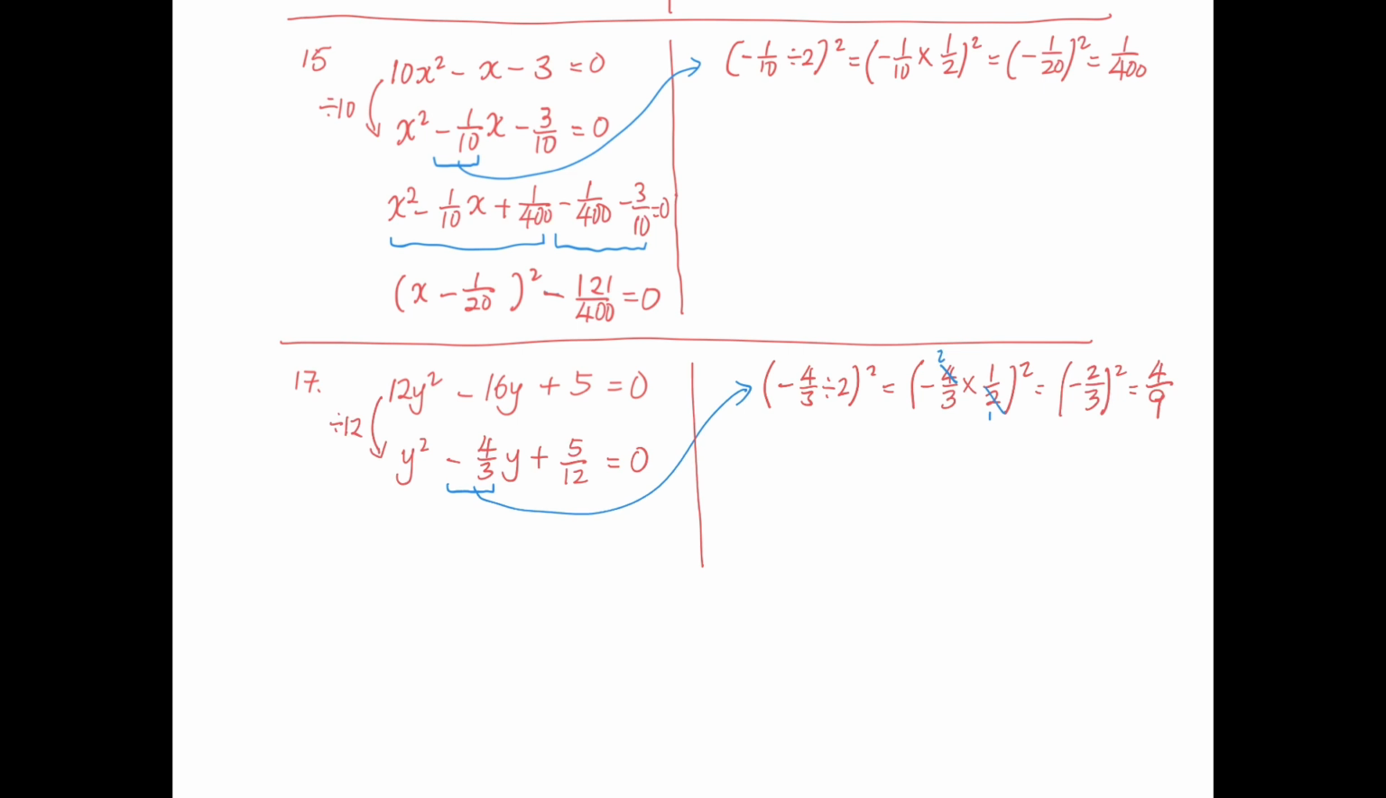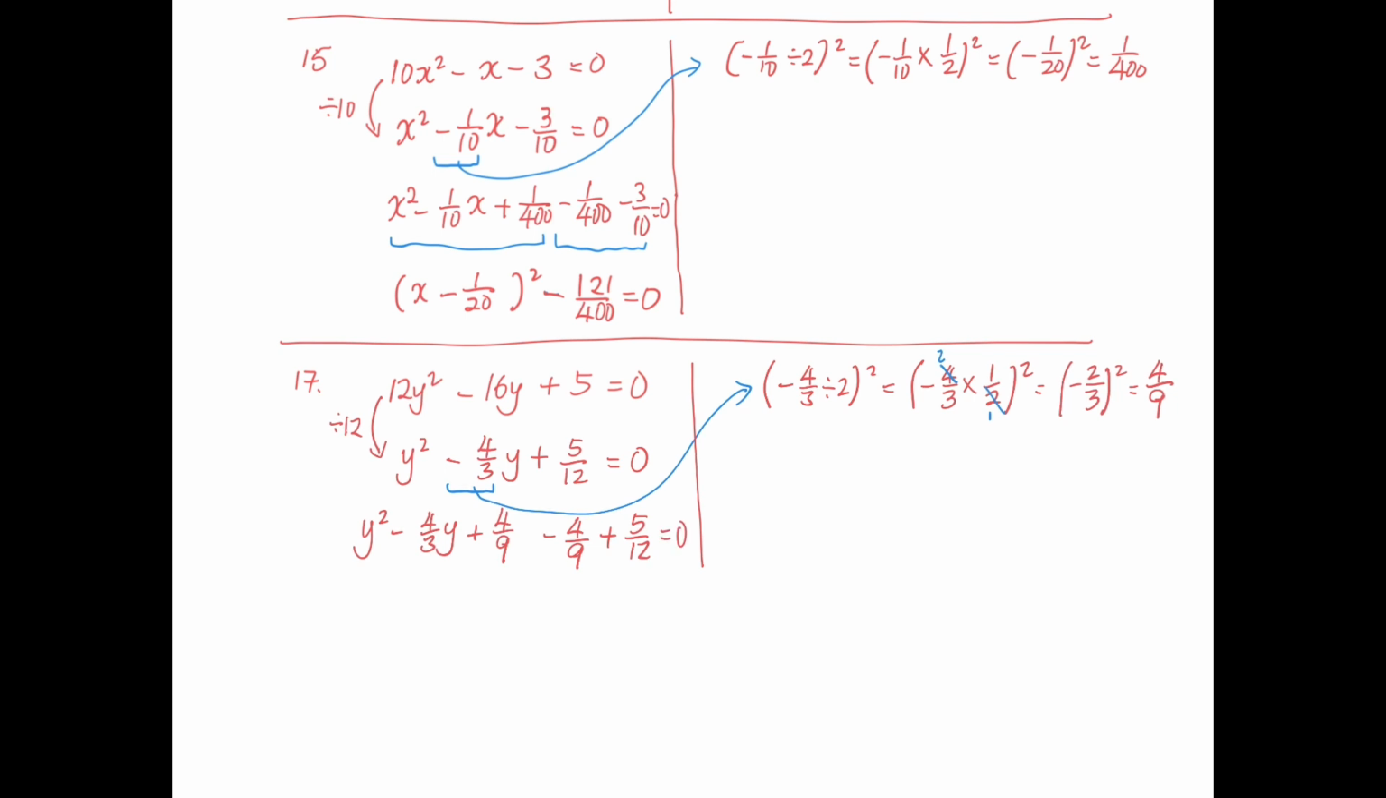So when you get 4 over 9, what to do is you write back the first and the second term. The third term you put 4 over 9. The fourth term you put minus 4 over 9. And the fifth term you put 5 over 12 from the previous equation.